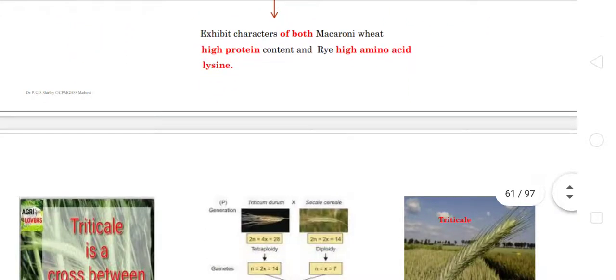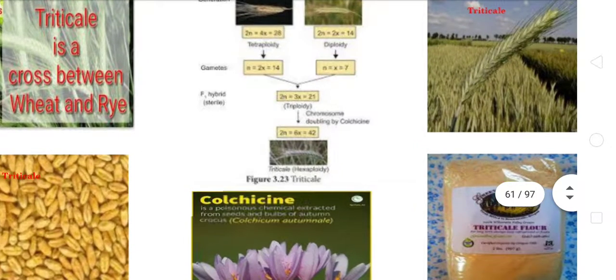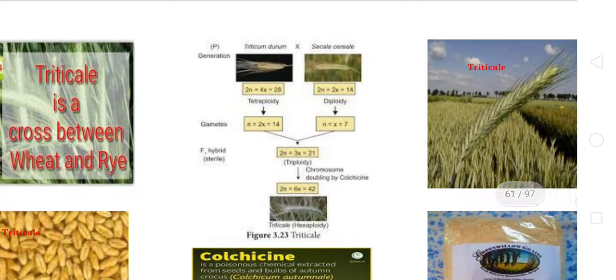Next, in detail we are going to see about the triticale, how it is arranged. Triticale is the first man-made cereal obtained from a cross between wheat and rye. The botanical name of wheat is Triticum durum and the rye plant is Secale cereale. Triticum has 28 chromosomes and Secale has 14 chromosomes. So 2n is equal to 4x, where 4x represents tetraploidy, and 2n is equal to 2x represents diploidy. So here the tetraploid and diploid are crossed.